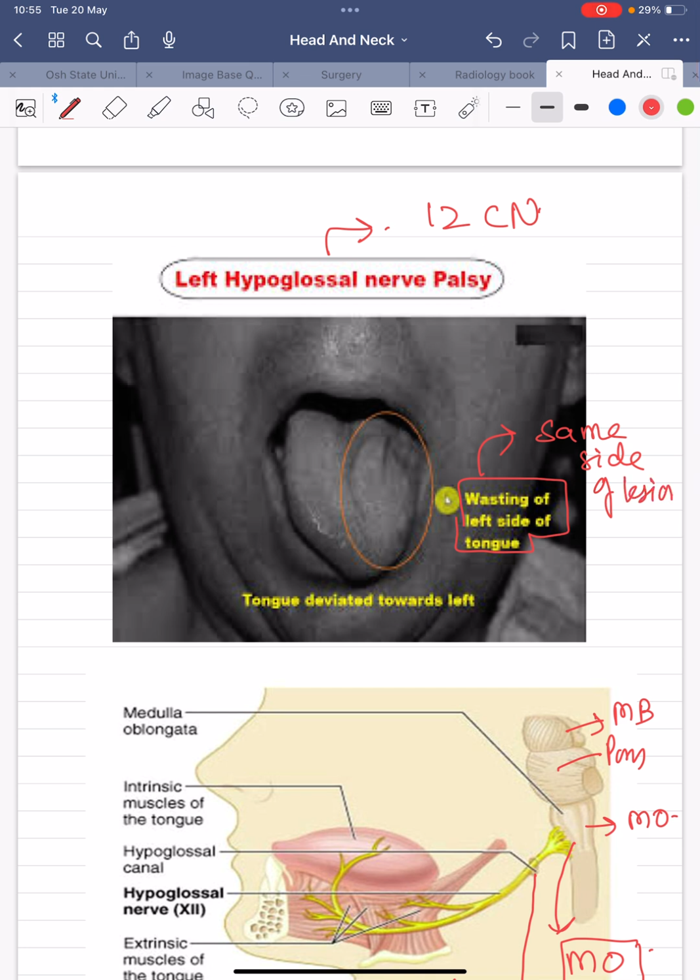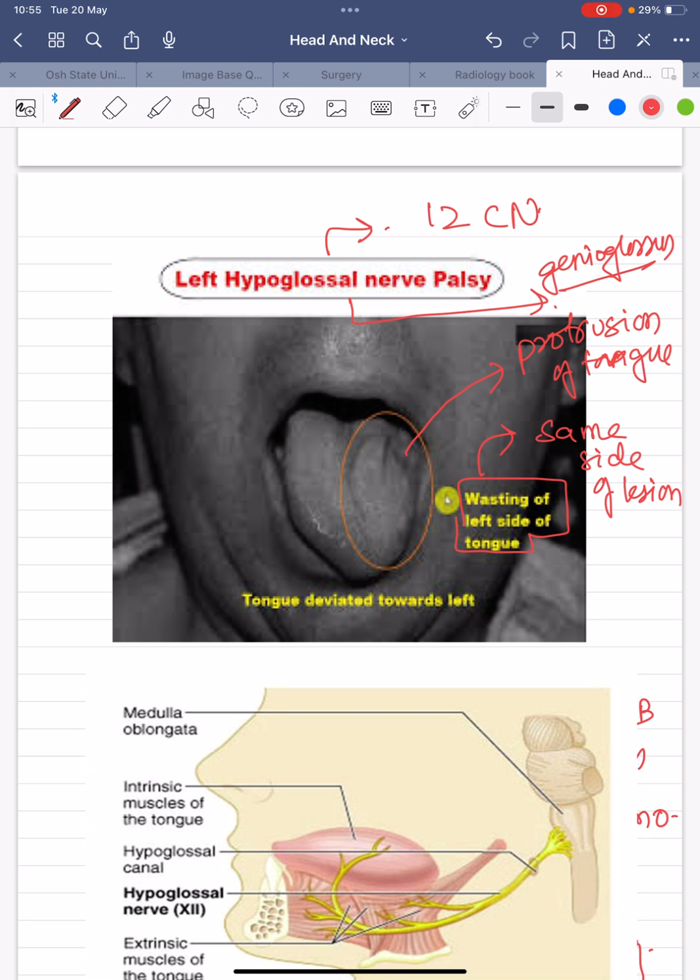So you will ask the patient for protrusion of the tongue. When you ask the patient for protrusion of the tongue, to check the hypoglossal nerve, you are checking the genioglossus muscle. Okay, genioglossus muscle. So when you ask the patient, now see here what is happening in the patient. When you ask the patient to protrude the tongue, for example, in this case, it is protruding to the left side of the tongue.